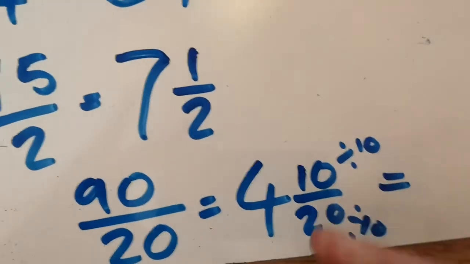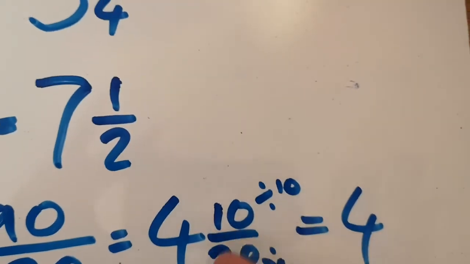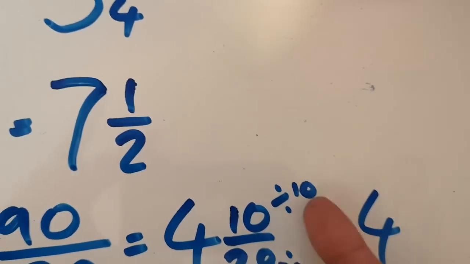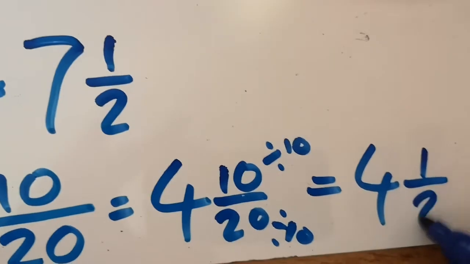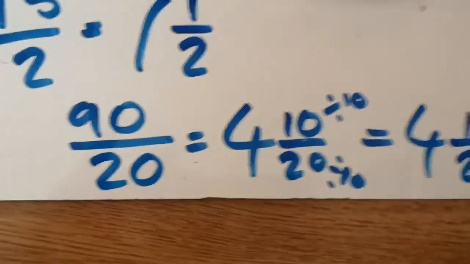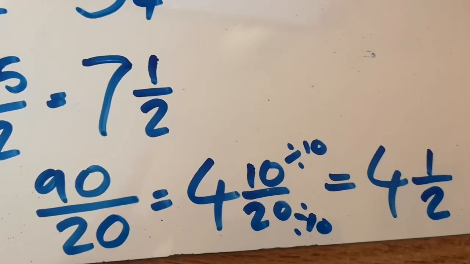So I can write this still with a big 4, with a 4 here. These two are going to cancel down though. 10 divided by 10 gives me 1, and 20 divided by 10 gives me 2. So I end up with 90 over 20 being equivalent to 4 and a half. That's all you need to know for this example.